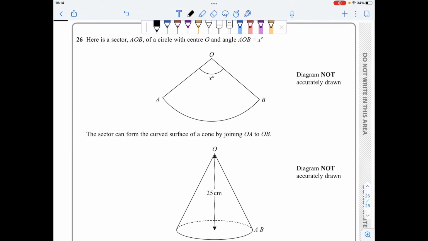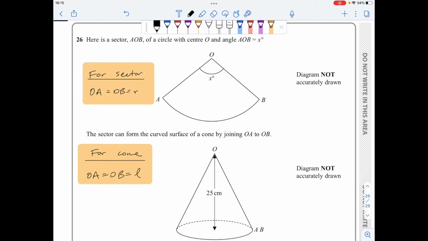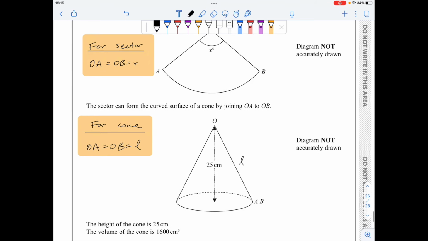In question 26, I'm given a sector that can form the curved surface area of a cone. Now note the following. For the sector, the distance OA, which is equal to the distance OB, is equal to the radius, but for the cone, the distance OA, which is equal to OB, is equal to L, which is the slant height. It's this distance here. So be careful when we say R, whether we're referring to the sector or the cone. The radius of the cone is this distance here.